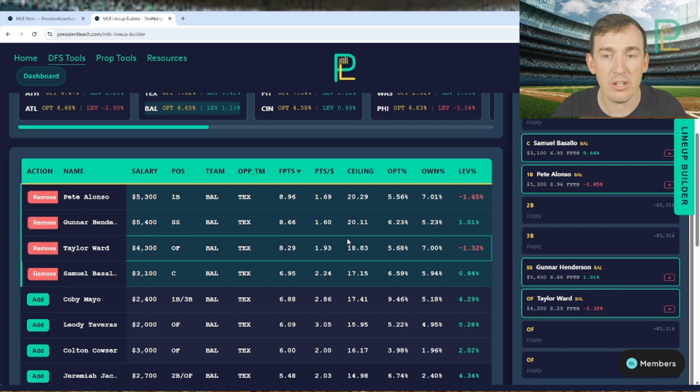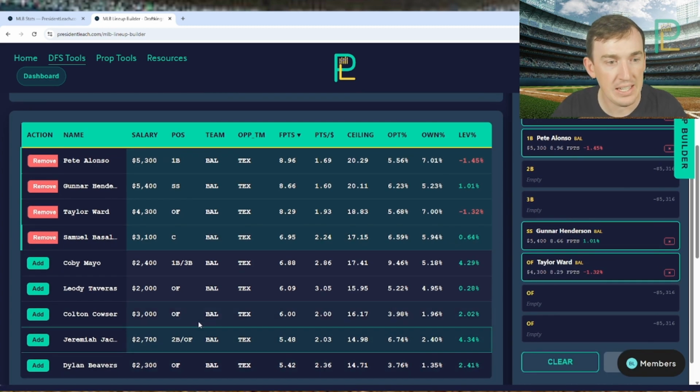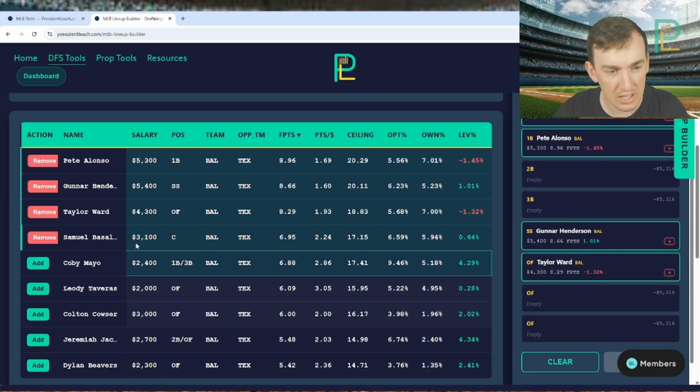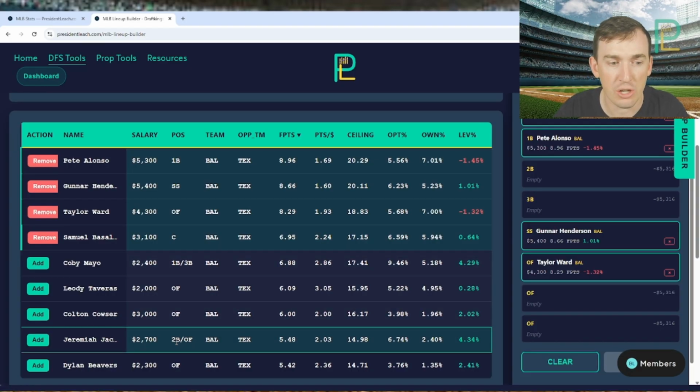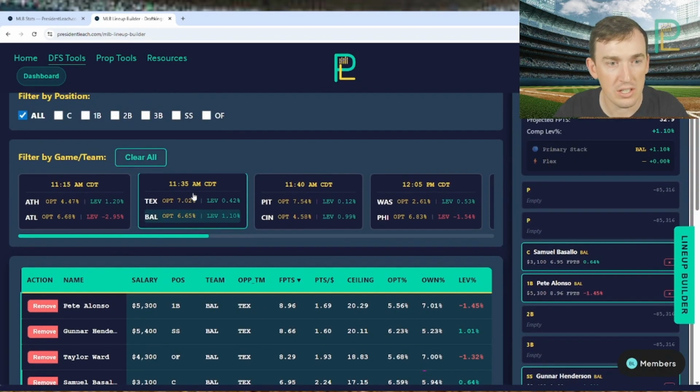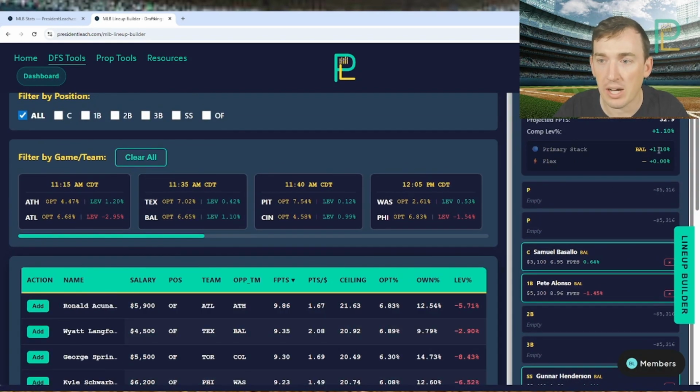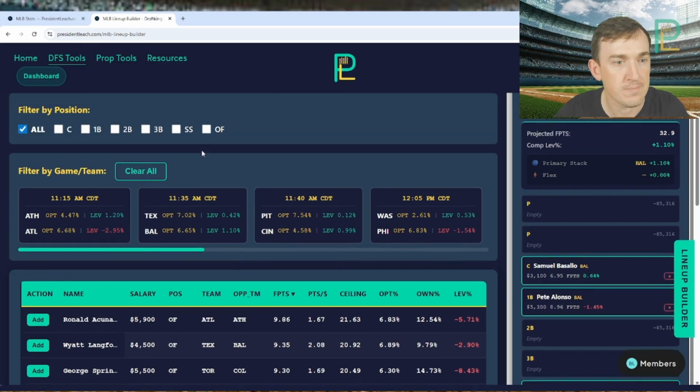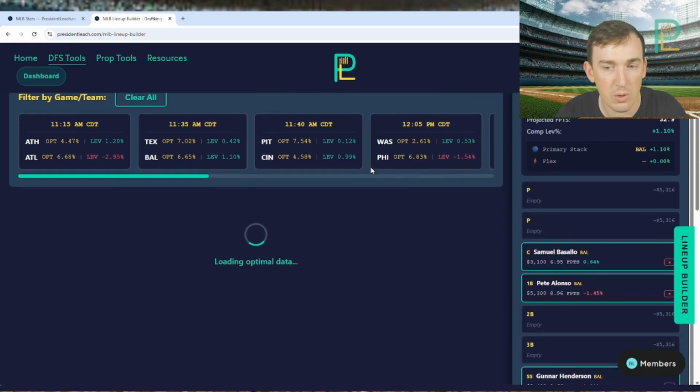I'm going to ultimately do 5, but let's come back and see how cheap we need to go on this last spot. We have several options here, sub 3K players, but let's leave it open for right now. Just figure out if we need to go maybe second base or outfield. So we already have our stack. You can see we have a positive primary stack here with Baltimore. Let's take a look at the pitchers and see what we're working with.